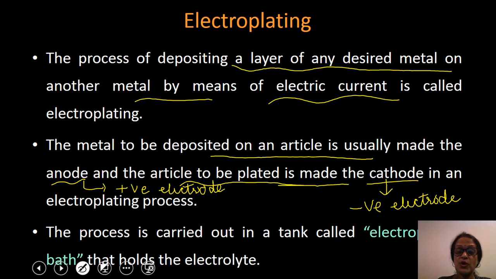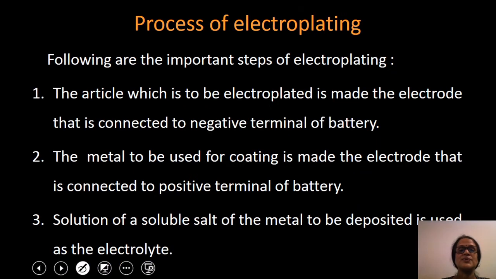Then this process is carried out in a tank, and this tank is called as electroplating bath. And electroplating bath consists of electrolyte. So now we will discuss the process of electroplating in detail. Following are the important steps of electroplating.